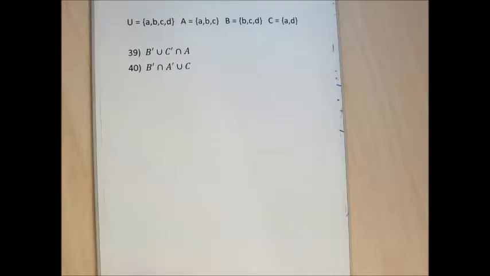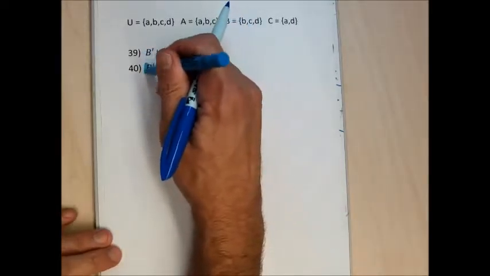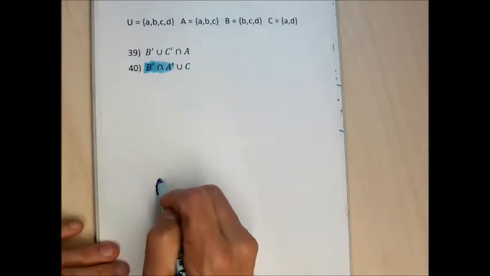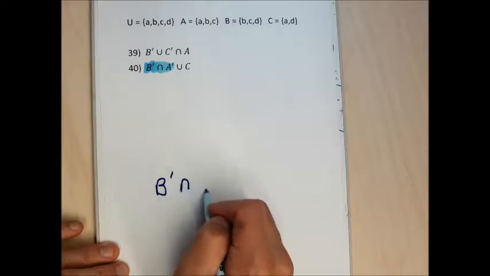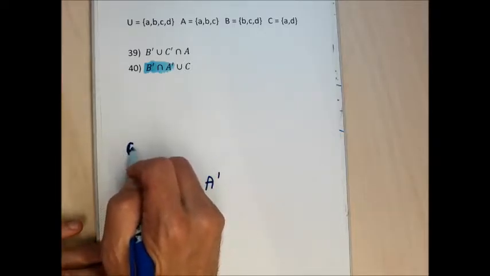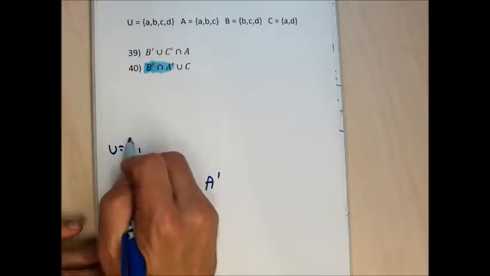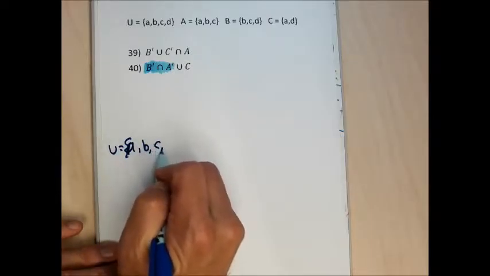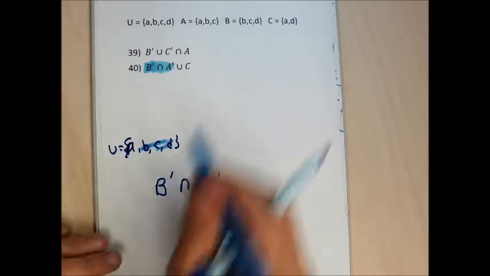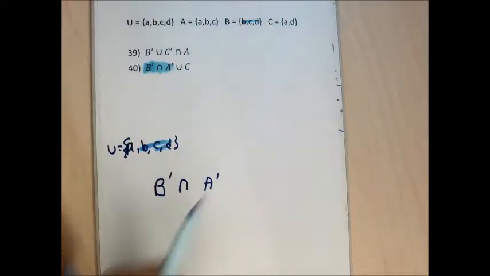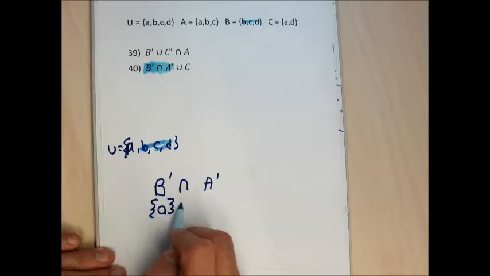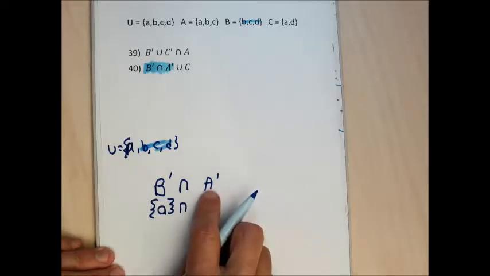All right, I'll do number 40. To do number 40, I'm going to work left to right. There's no parentheses. The first thing I need to find out in problem 40 is what B complement intersection A complement is. To figure out what B complement is, the universal set is A, B, C, and D, and B is B, C, and D. So if I take B, C, and D away from the universal set, I'm just left with A. So the B complement just has the letter A, and then I'm going to intersect that with A complement.